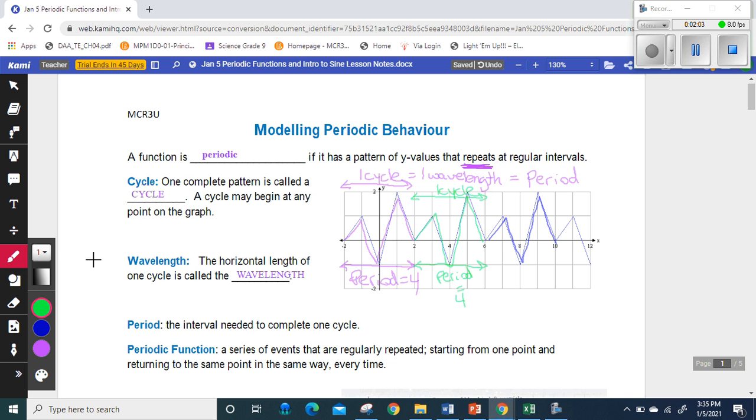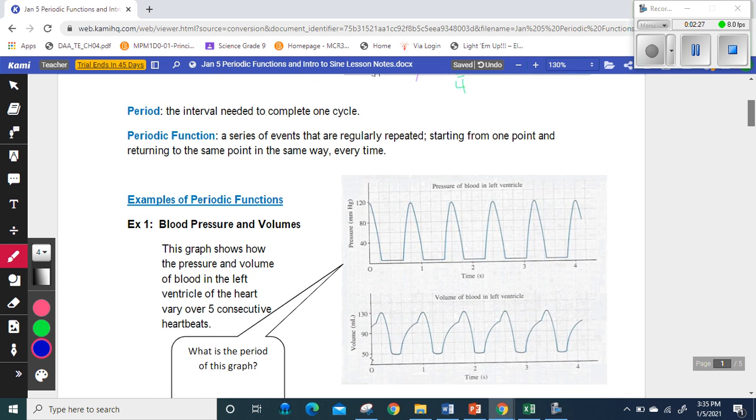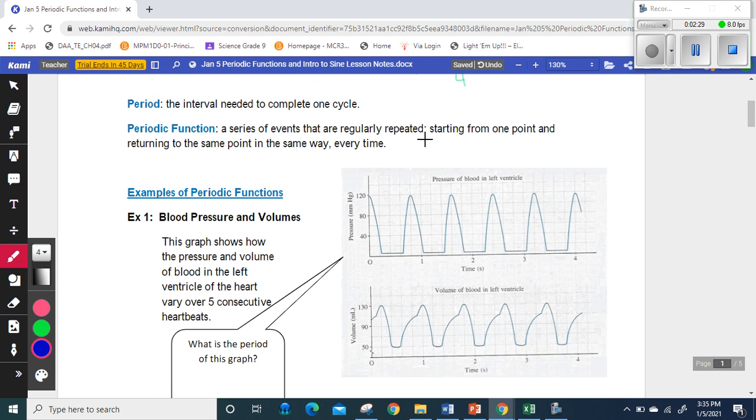Now I didn't have to start there. I could have started somewhere else. Let's pick a different color, I haven't done pink yet, have I? If I started here and I went up, down, well, there's a cycle, because then it repeats, up, down. There's a cycle. So it doesn't matter where you start, because it's repeating. A periodic function is a series of events that are regularly repeated, starting from one point and returning to the same point in the same way every time.